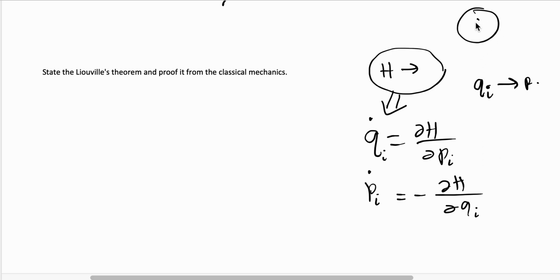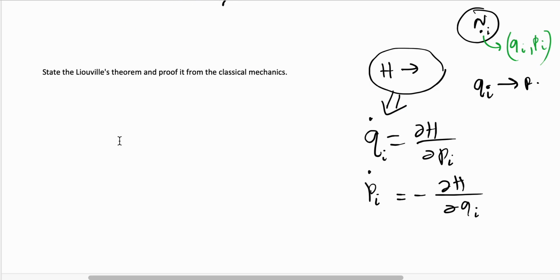If there are n particles, the position of the ith particle is qi and the momentum of the ith particle is pi. You can express the time evolution of the position and the momentum in this form. If you express it in these terms, it's called a Hamiltonian system, and this Hamiltonian is nothing but the total energy of the system.